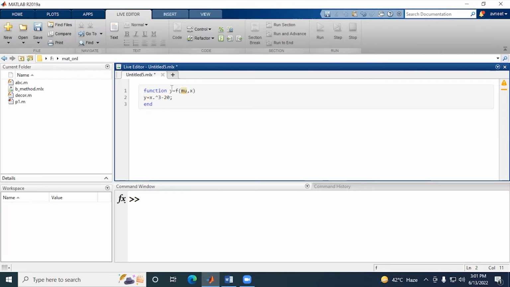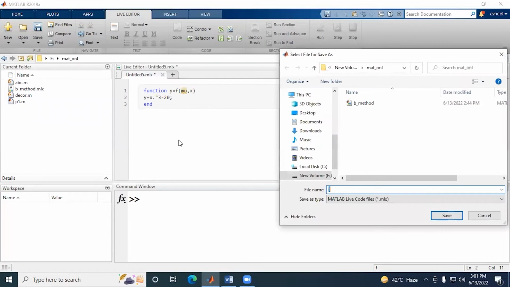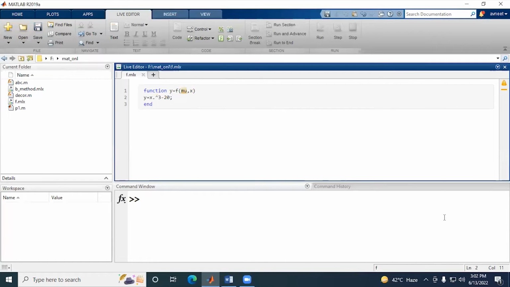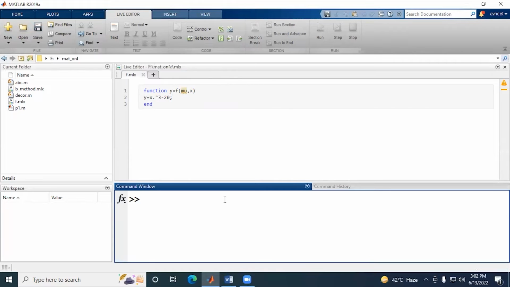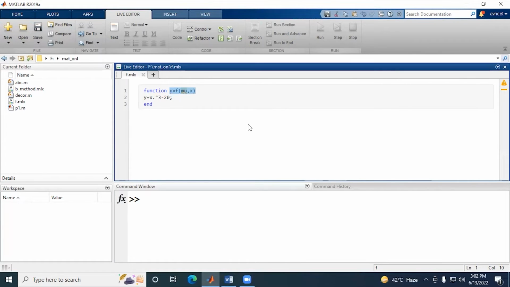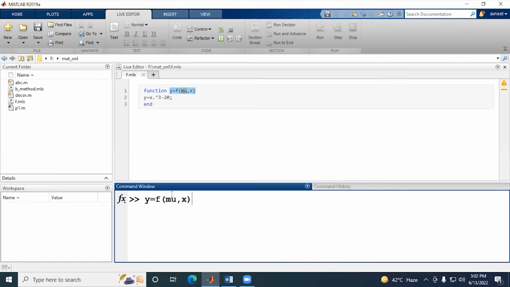But I need to save my function. Save as f, the name given in the question. So f is my function file name and my function name. How am I going to call this function? Just copy this, and paste it.